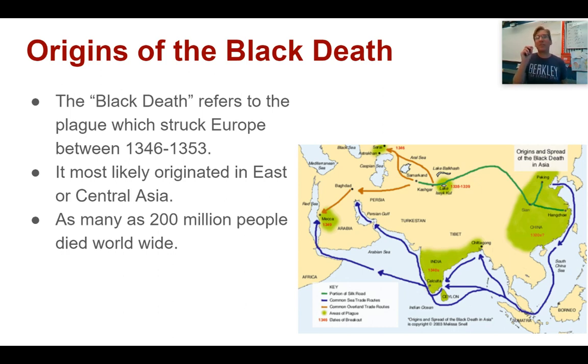Which brings us to the Black Death. This is specifically used to refer to a plague that strikes Europe, although it was a worldwide plague, but it hits Europe between 1346 and 1353 CE. Now, it most likely originated in East or Central Asia, somewhere, China or Mongolia, somewhere out in the East. And it will lead to the death of about 200 million people worldwide.